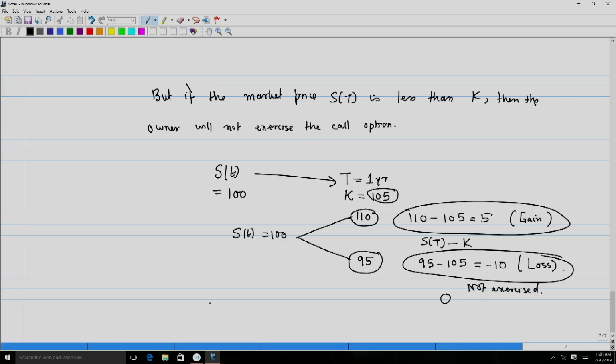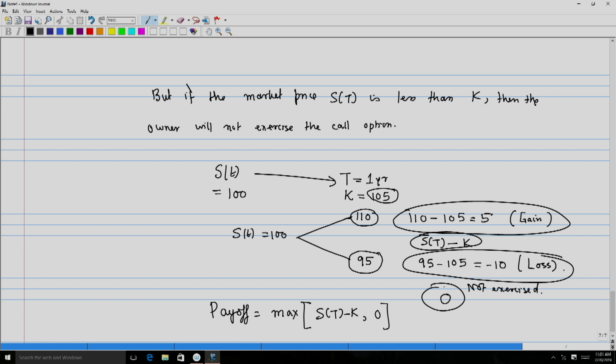Payoff is basically the gain or loss to the owner of the option. Since they have the right not to exercise in the event of a loss, it is either the gain that they are going to make or simply 0, because they have decided not to exercise the option. So the payoff is going to be the larger of S of t minus K comma 0. It is going to be the larger of this or this.